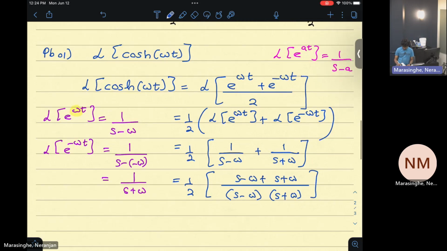What would I get? Omega and omega would be cancelled, and 2s divided by 2, that is s, divided by s minus omega times s plus omega. That would give me s square plus omega square.